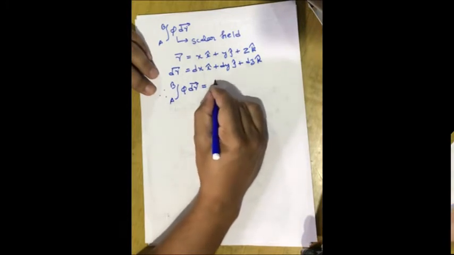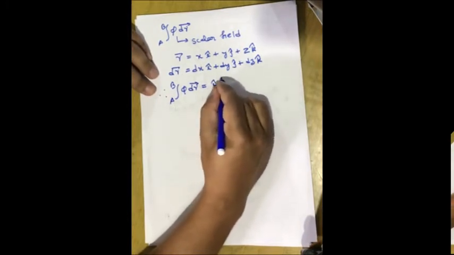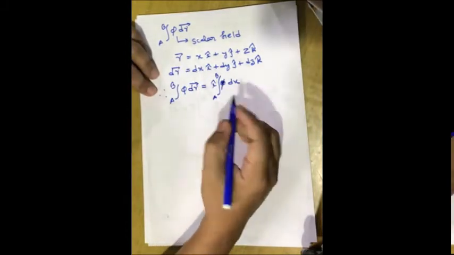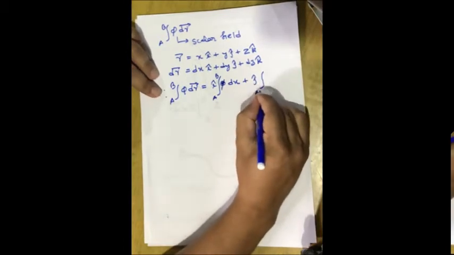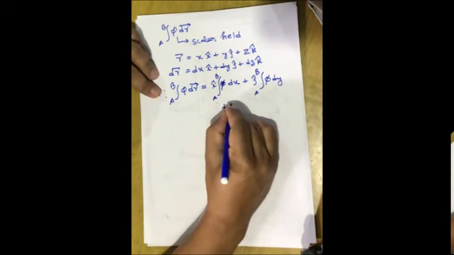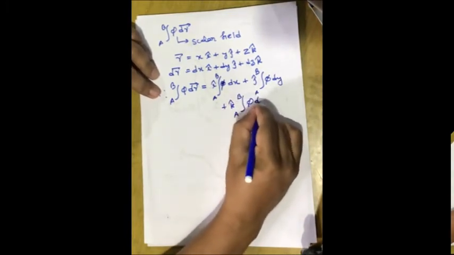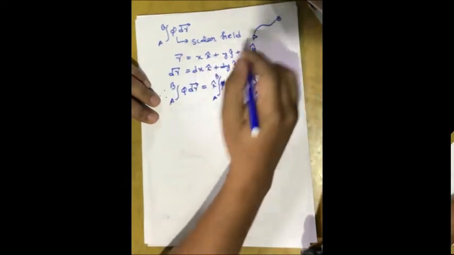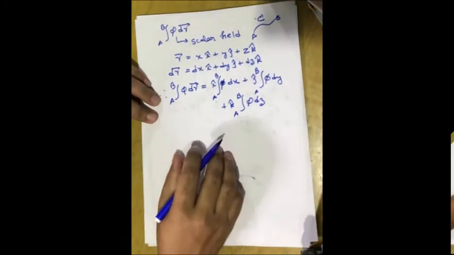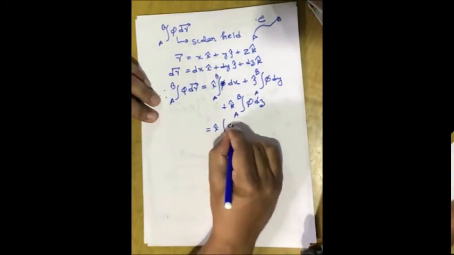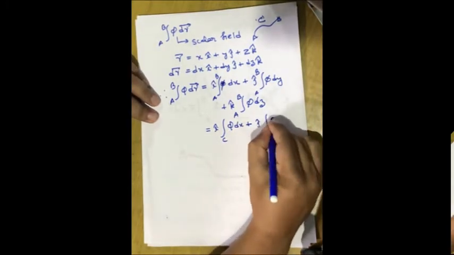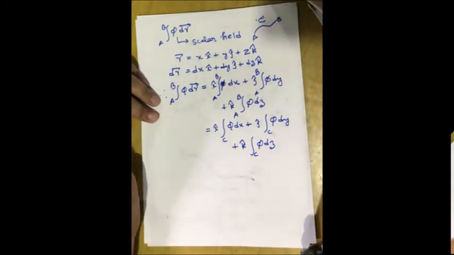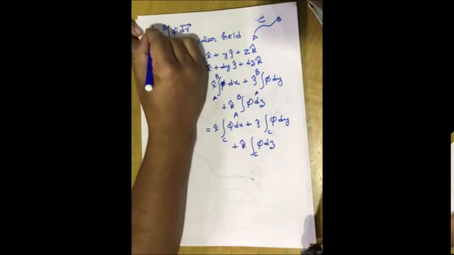Therefore we can write the first component as i cap times the integration from A to B of phi dx. This is the first, plus the second component, j cap times the integral from A to B of phi dy, plus k cap times the integral from A to B of phi dz. Now since A to B is not a closed integration, say this path we have named as C, we can write it basically as i cap integral over C of phi dx plus j cap integral over C of phi dy plus k cap integral over C of phi dz. So this is the more general definition of the first line integral.